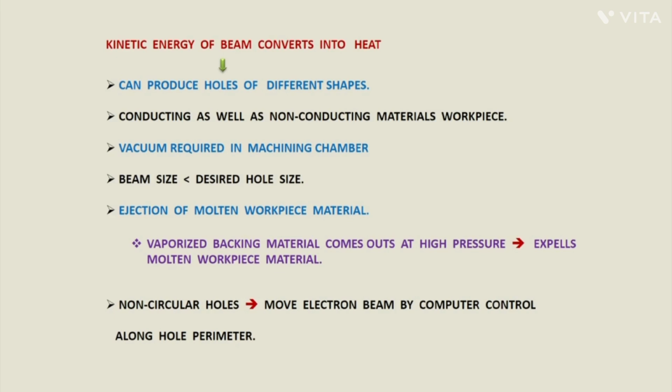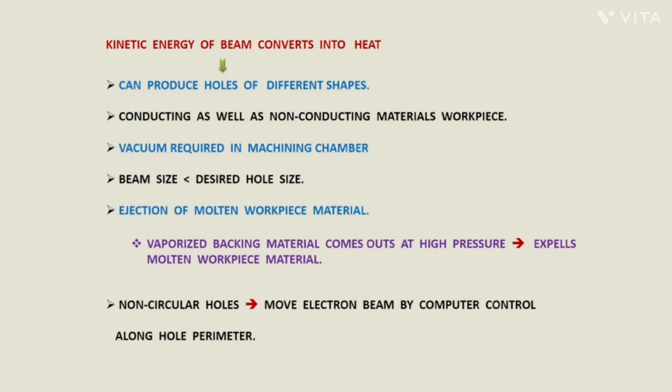So this backing material also vaporizes, and it comes out at a very high pressure. While coming out at high pressure, it also ejects the molten or vaporized material from the workpiece surface. So at the back side of the workpiece, a backing material is used. That's why this backing material is used.